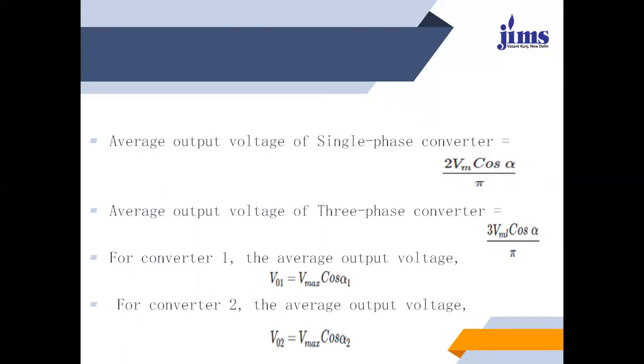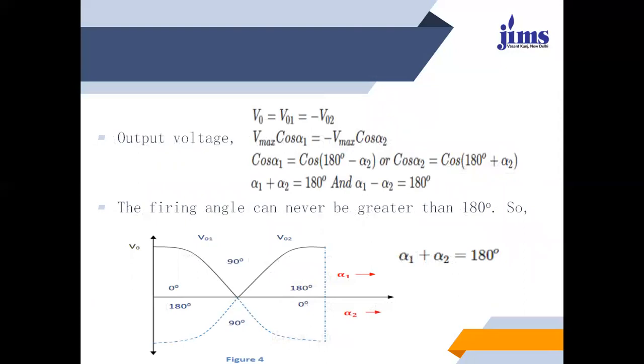So in converter 1, the average output voltage V01 equals Vmax cos alpha 1. Similarly, for converter 2, V02 equals Vmax cos alpha 2. While we calculate the output voltage, we get V0 equals V01 minus V02, because it will be connected in the inversion mode. So Vmax cos alpha 1 minus Vmax cos alpha 2. Vmax will be cancelled out.